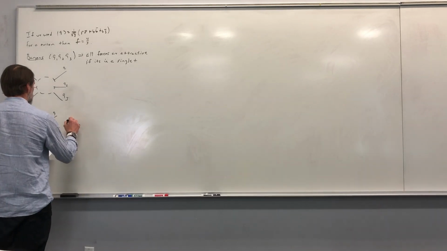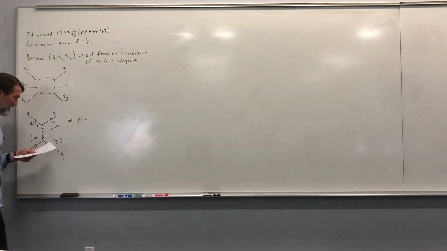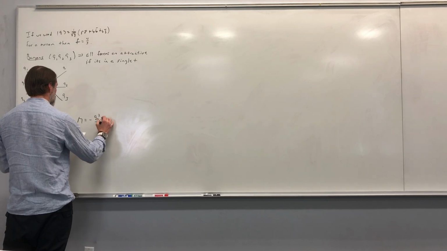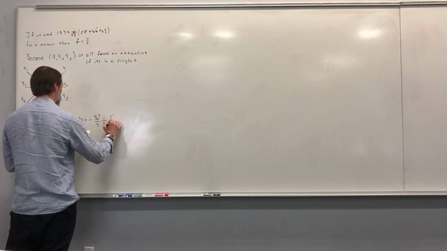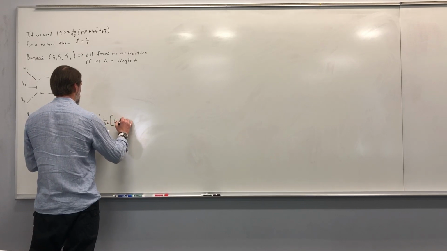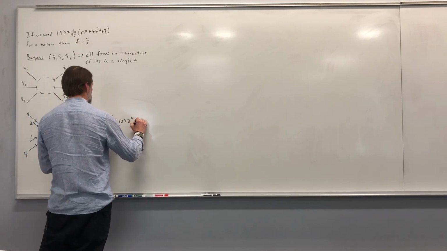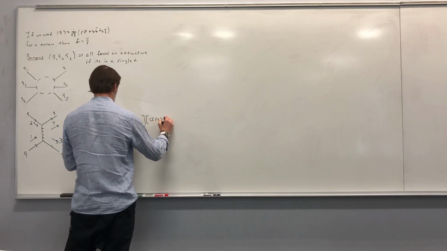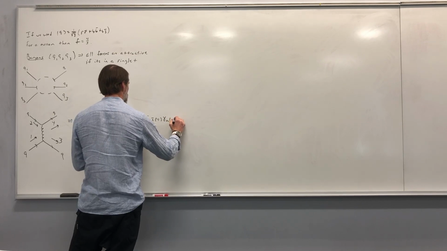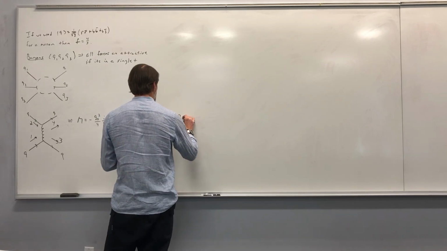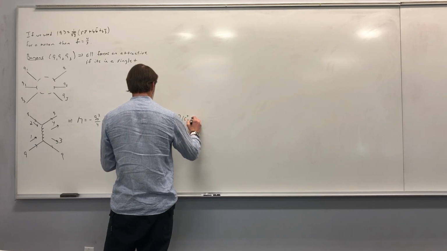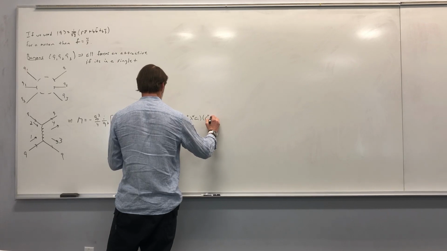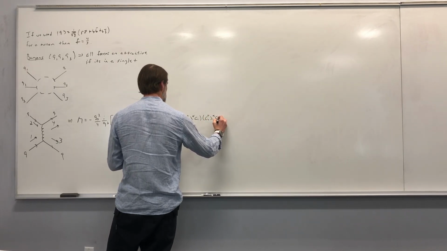And in this case, if I write down the M expression, I'll get minus g_s squared over 4 i over q squared, times ū3 γ^μ u1, ū4 γ_μ u2, times the color factor, which is c3† λ^α c1, c4† λ^α c2.